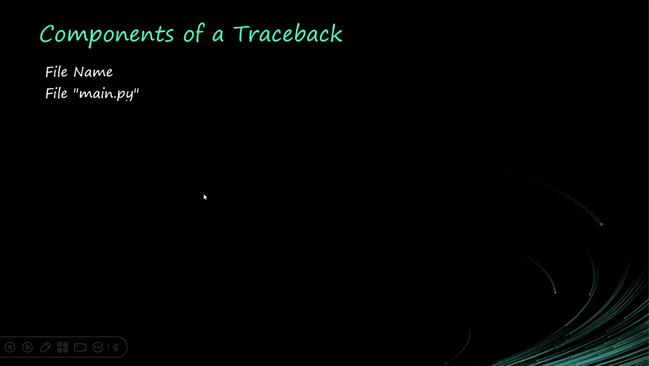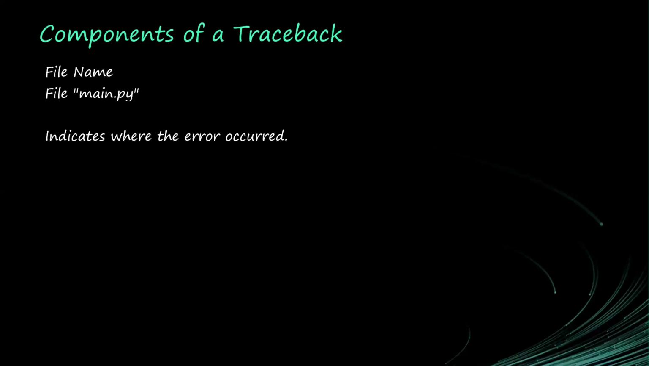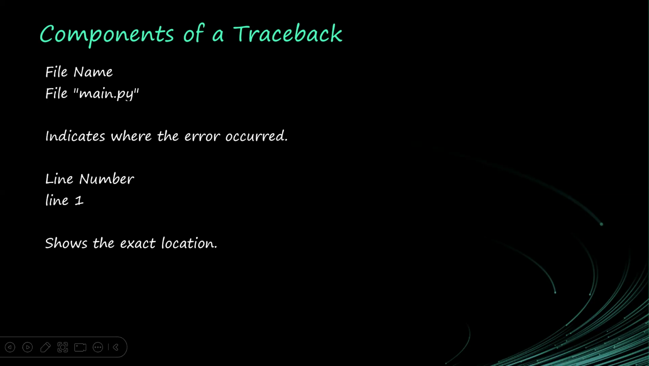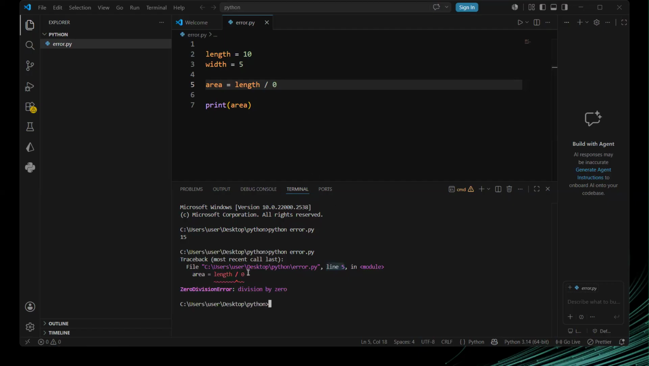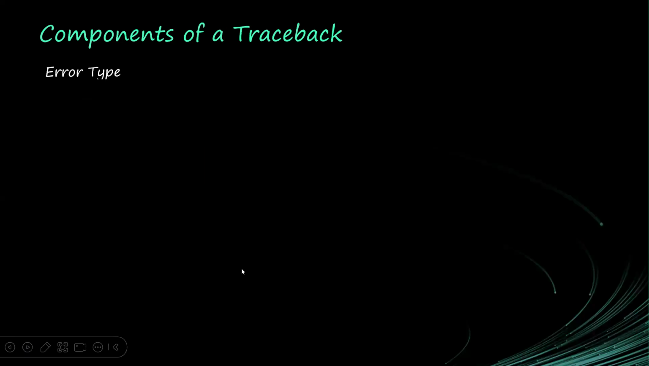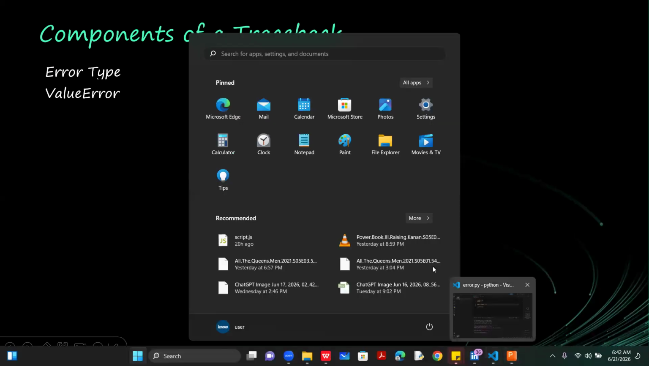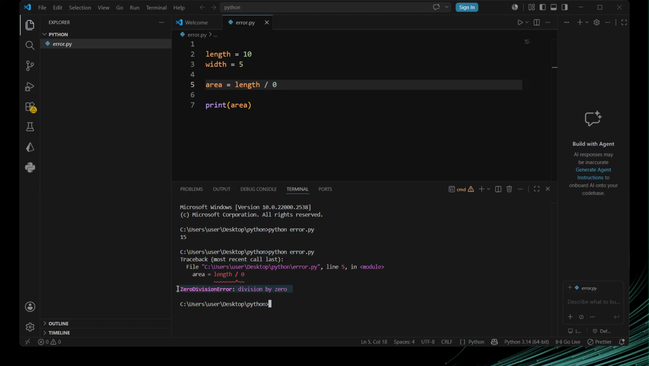The file name indicates which file the error occurred in. It will give you the line number, showing you the exact location. Just like this one, it shows us the exact location. Look at it, this is where the error occurred. Then the error type tells us the kind of error. In our case, it's division by 0. So it tells us the type of error that occurred. Look at the type of error, division by 0.